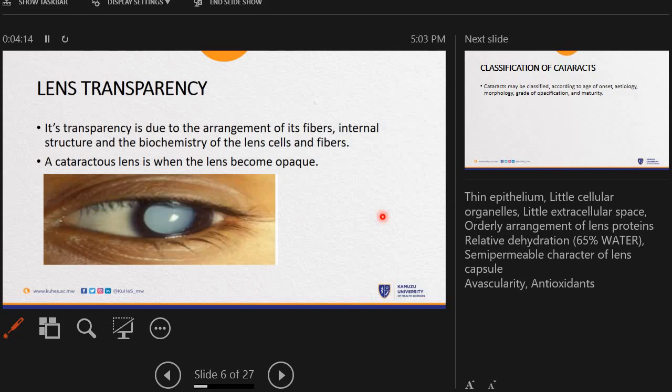So the lens is a transparent structure, as we already learned in the anatomy, and there are several factors that contribute to its transparency, and one of them is the regular arrangement of its fibers. And when this arrangement of the fibers is disrupted, it causes the lens to become opaque. So that is what a cataractous lens is.